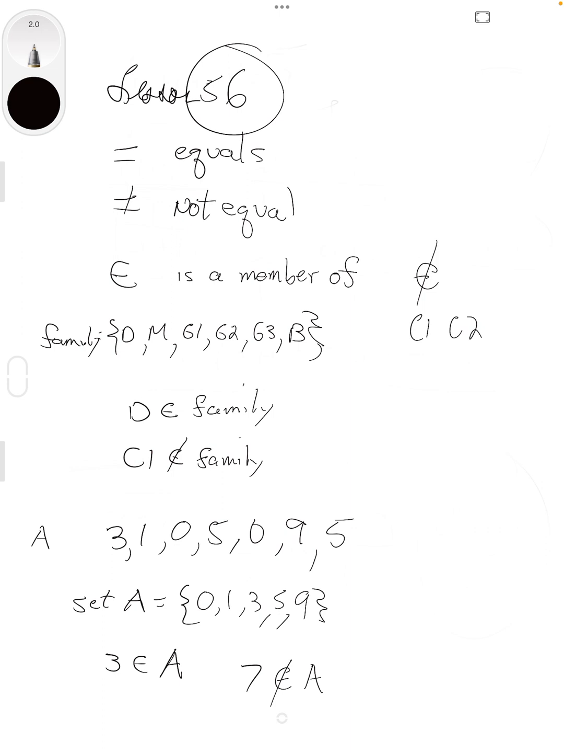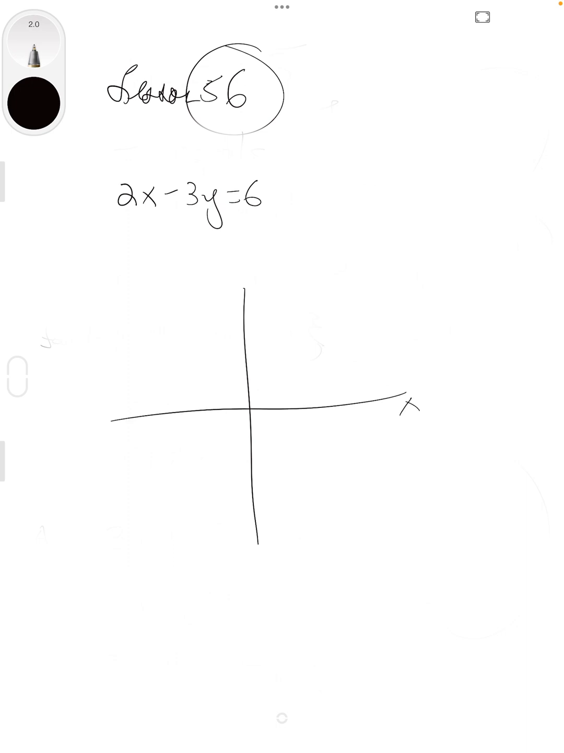So, a little bit more on lesson 56. That's the easy set part. It's just a matter of understanding the words. The other one is going back to graphing. If you have a linear equation, for example 2x minus 3y equals 6, and you want to graph that on an xy chart, 1, 2, 3, 4, 5, 6 on each axis.